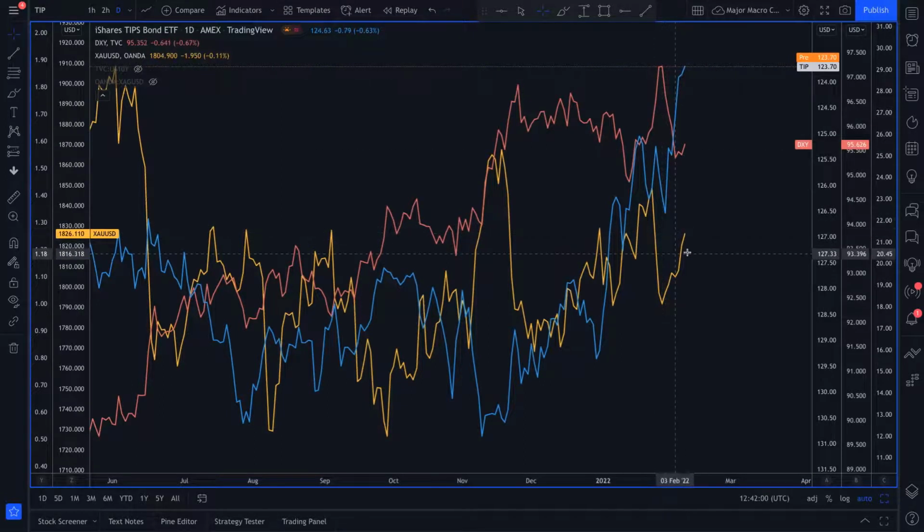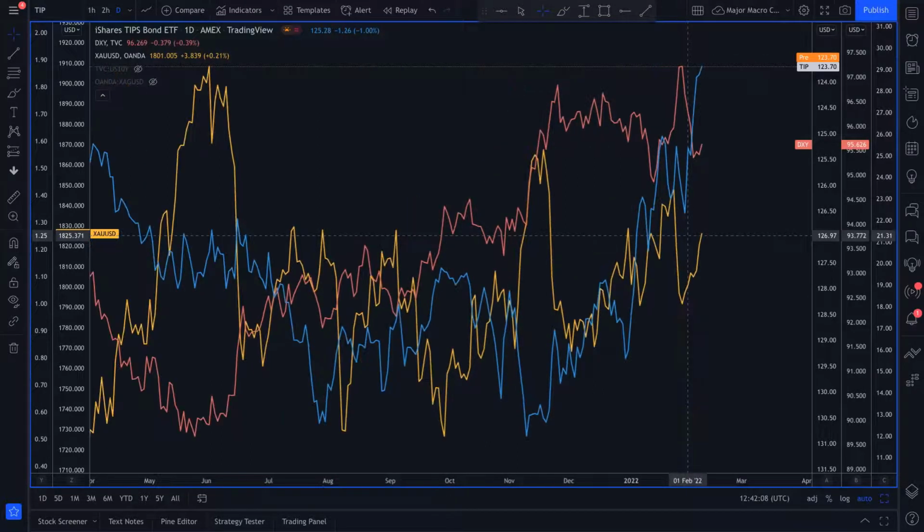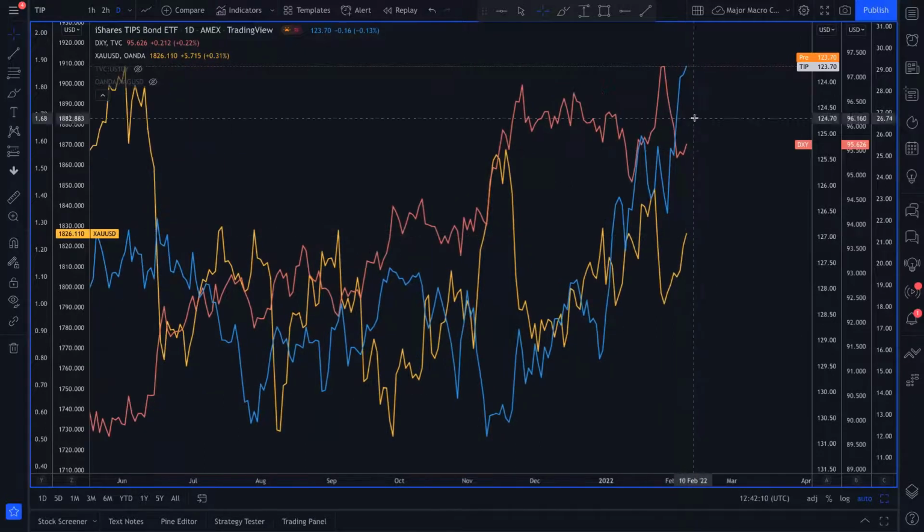So you expect gold to be more sideways, but yet gold is moving a little bit higher. So that tells us that there is some underlying bids in gold. And if we get real yields dropping lower, then all of a sudden you expect gold to surge higher.